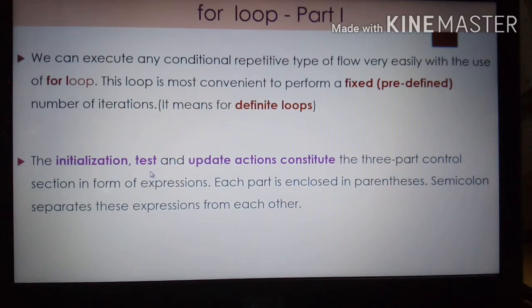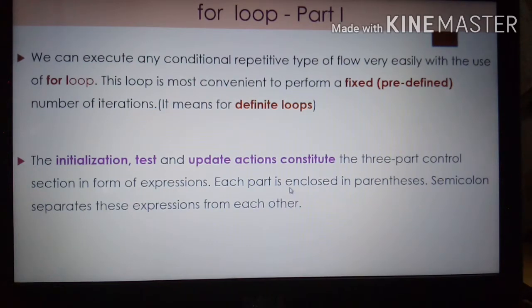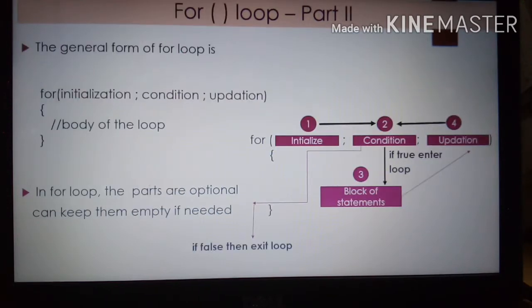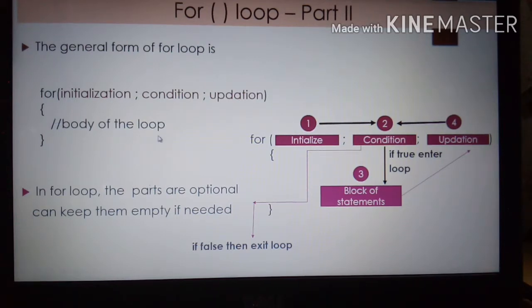The initialization, test and update actions constitute the three-part control sections in the form of expressions. Each part is enclosed in parentheses. Parentheses means brackets. Then the expressions are separated with a semicolon. The general form of the for loop is: for, initialization, semicolon, condition, semicolon, then updation, then opening braces, and inside the braces the body of the loop will be there.